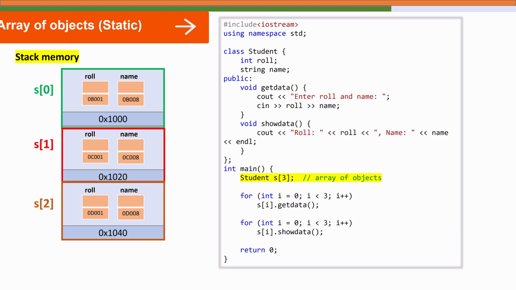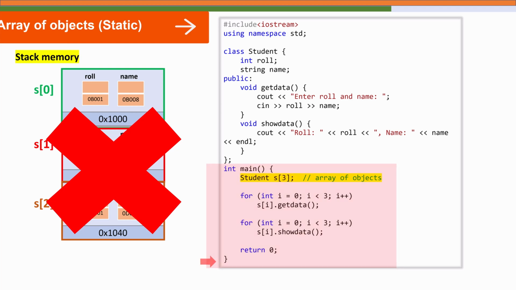Here you can see that our three student objects, S[0], S[1] and S[2], are stored sequentially in memory. Each object occupies its own block of memory and all three blocks are adjacent to each other. Since we declared them as a normal array, the memory allocation happens automatically on the stack. So when the program exits main, all three objects are automatically destroyed in the reverse order.